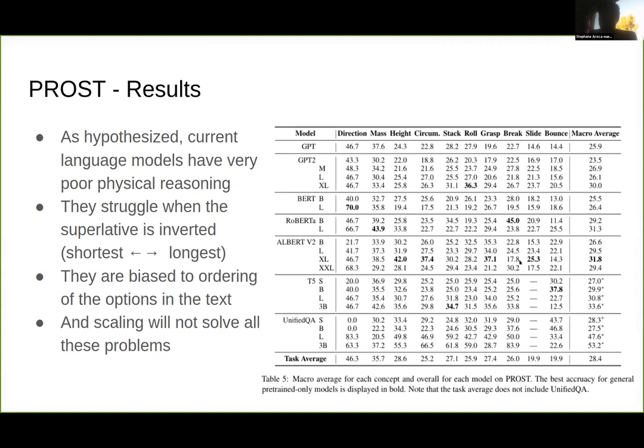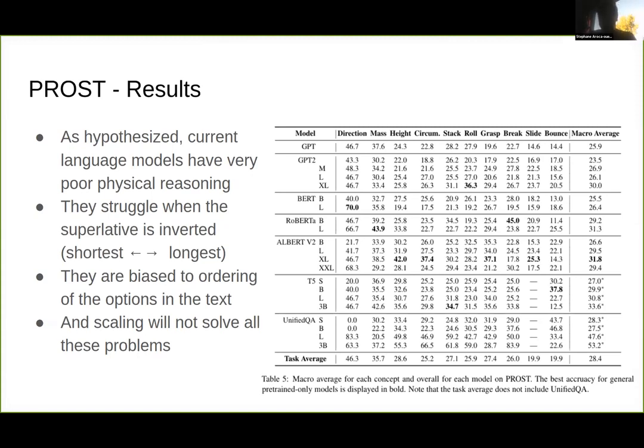Beyond that, we also tested UnifiedQA, which is a model that's specifically trained on a lot of science-related text, and is trained for multiple choice question answering. And even there, and actually this is an old table, the highest score it achieved, even for its 3 billion size, was 46.7%, which is still very mediocre for a model of that size trained for this reason.